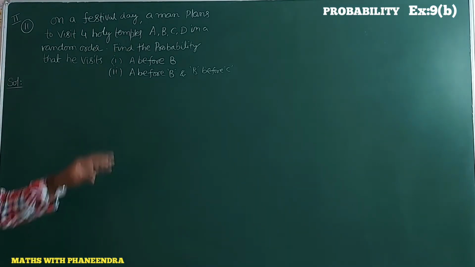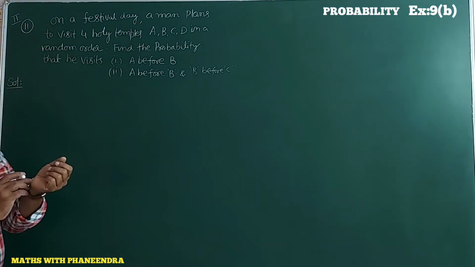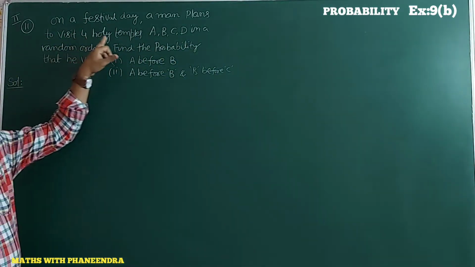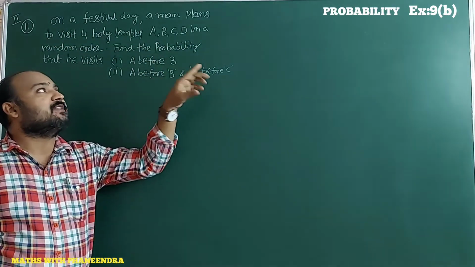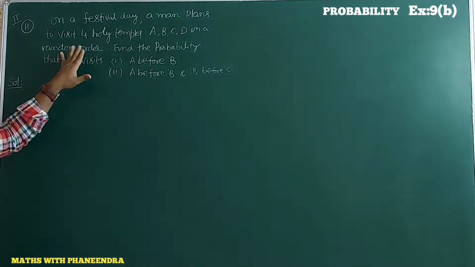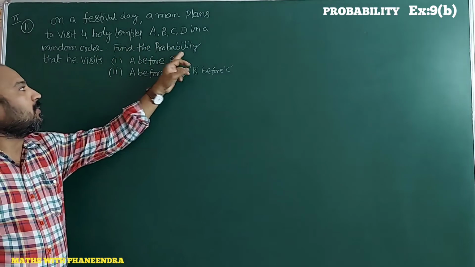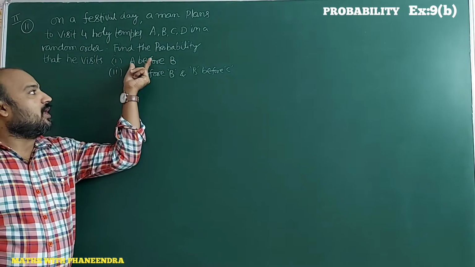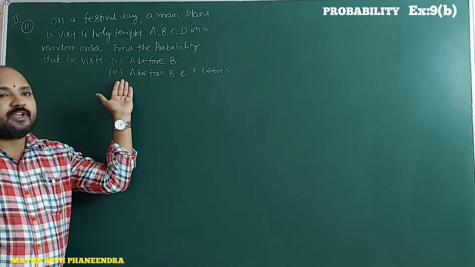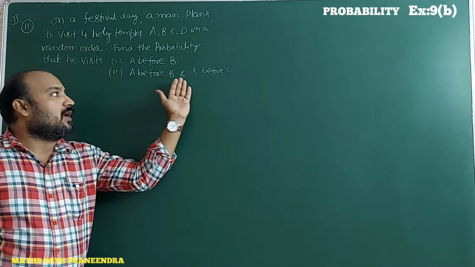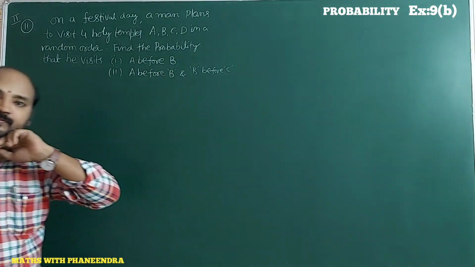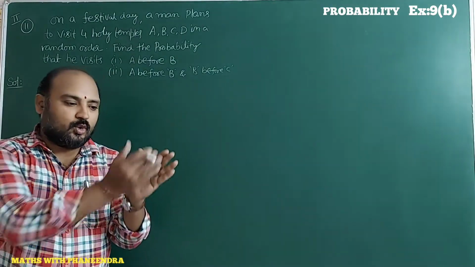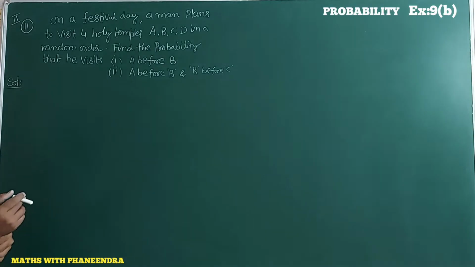Yeah, the next question, dear students. On a festival day, a man plans to visit 4 holy temples A, B, C, D in a random order. Find the probability that he visits, first question, A before B. Second question, A before B and B before C. So this is a little logical question. We will do it in cases, dear students.